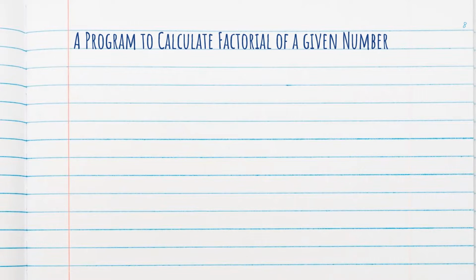In this tutorial, we are going to create a very simple program to calculate the factorial of a given number. Now, factorial is basically a formula that is present in maths and it looks something like this.